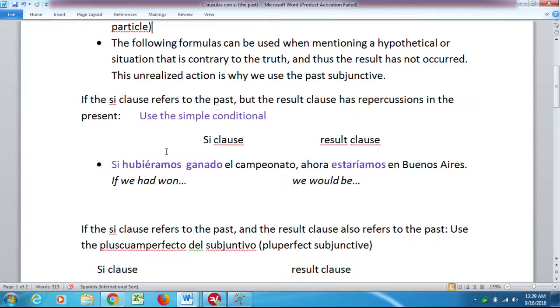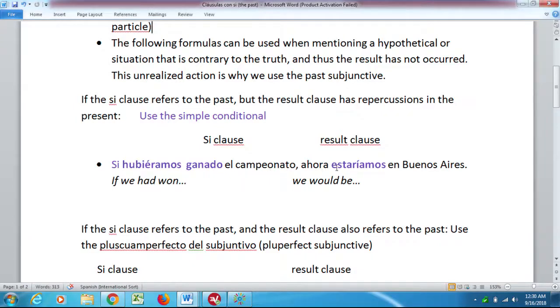All right. So, if the sí clause refers to the past, but the result clause has repercussions right now in the present, use the simple conditional in the result clause. Here's an example. Si hubiéramos ganado el campeonato, ahora estaríamos en Buenos Aires. If we had won the campeonato, if we had won the championship, right now we'd be in Buenos Aires. If we had won, but we didn't, right now we would be there.